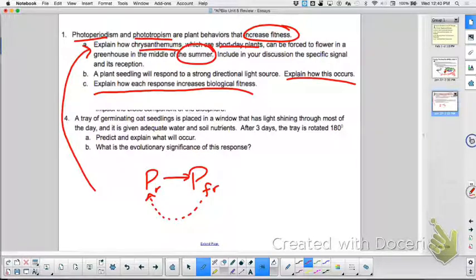Okay, so the last one, you could do that, right? Because we've talked about that, it has to do with phototropism and just changing to different environments.